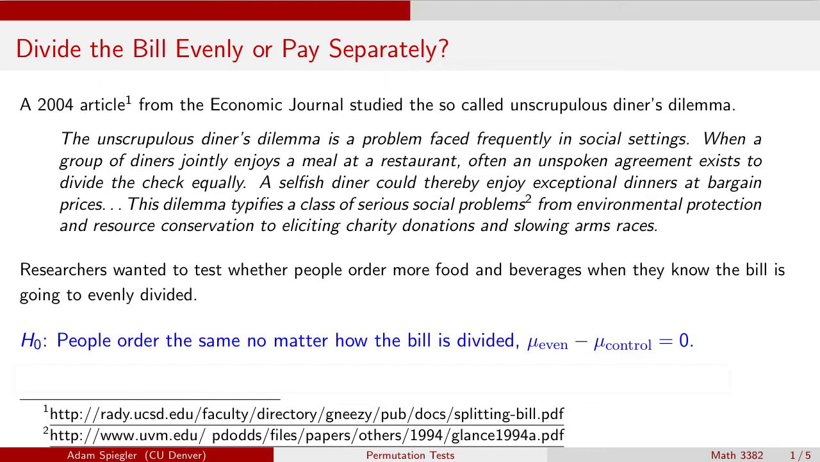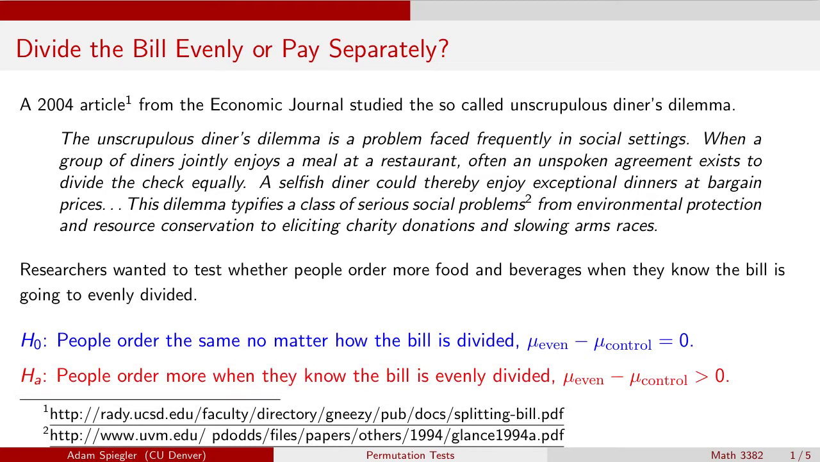The alternative would be what the researchers here were trying to prove, which is that people are going to order more when they know the bill is divided evenly. So stating this in terms of our population parameters, we've got mu even minus mu control. This should be strictly greater than 0. So the alternative will have some sort of inequality over here. In this case, we choose greater than because the researchers wanted to prove that people were going to order more when it was divided evenly.